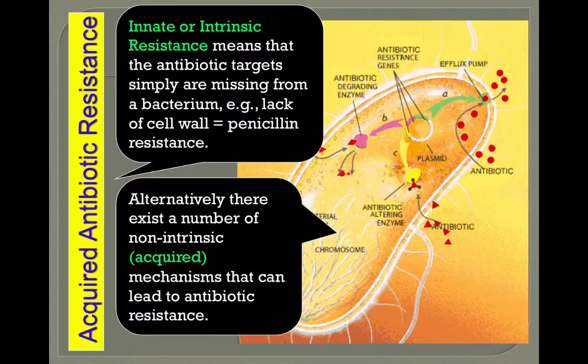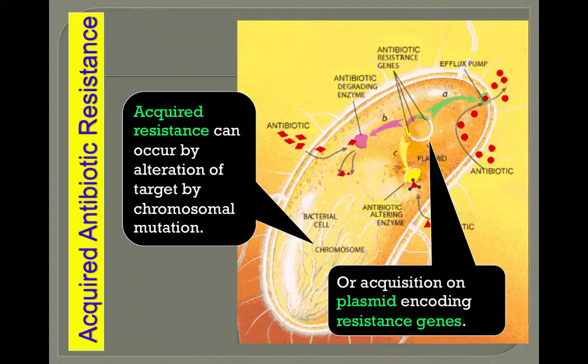Alternatively, there exist a number of non-intrinsic or acquired mechanisms that can lead to resistance. So acquired resistance can occur by alteration of the target by chromosomal mutation.